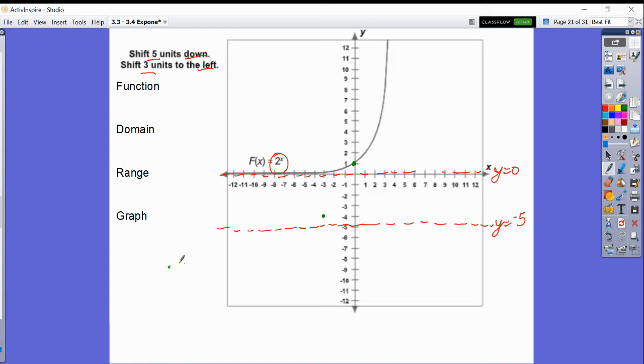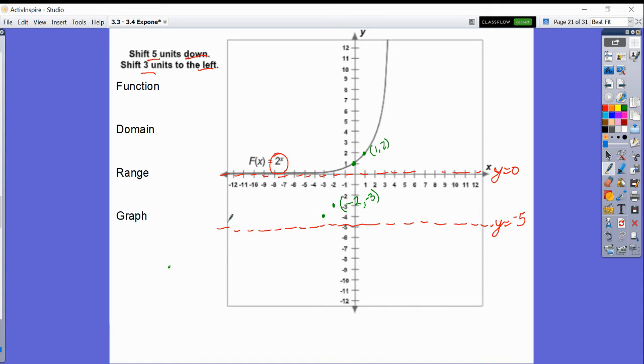So this point has now moved. And another point on my graph, because this was 2 to the x, is 1, 2. So instead of 1, 2, I'm going to move down 5 and left 3. So now I am at -2, -3. That's down 5. 2 minus 5 is -3. And left 3 is 1 minus 3 is -2. So there's my new point.